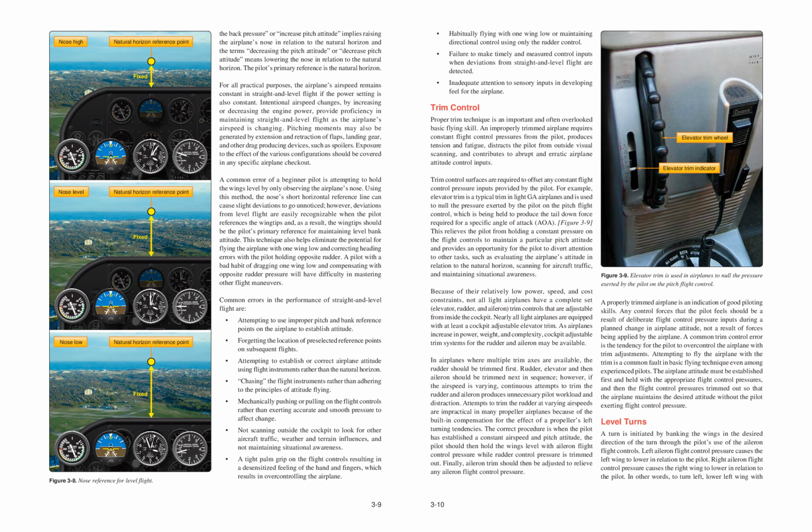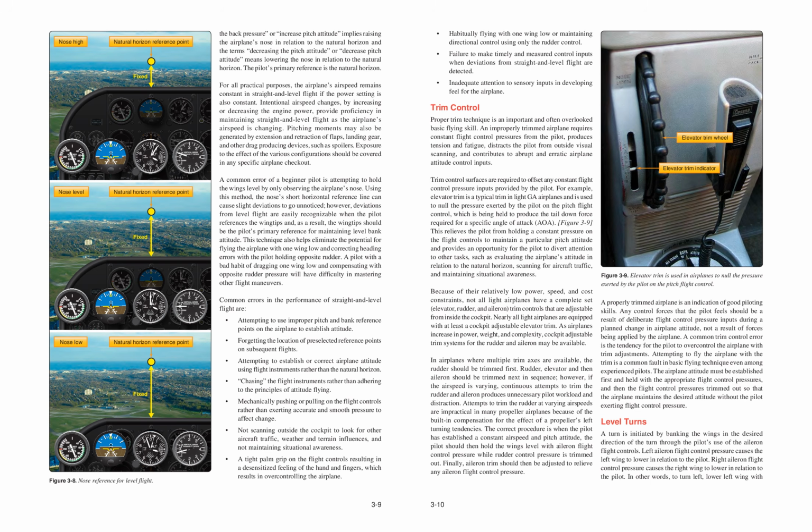Because of their relatively low power, speed, and cost constraints, not all light airplanes have a complete set, elevator, rudder, and aileron, of trim controls that are adjustable from inside the cockpit. Nearly all light airplanes are equipped with at least a cockpit adjustable elevator trim. As airplanes increase in power, weight, and complexity, cockpit adjustable trim systems for the rudder and aileron may be available. In airplanes where multiple trim axes are available, the rudder should be trimmed first.